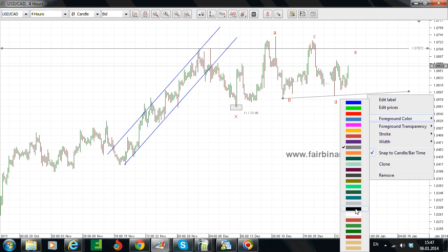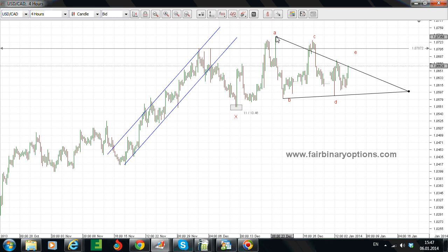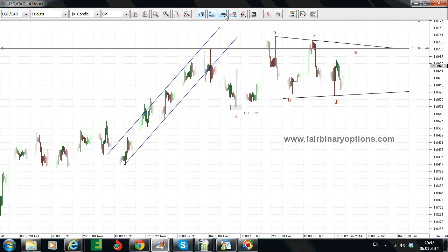Let's make it of a different color. Like this. And then I would like to buy put options by the time price is breaking this B to D trend line. So this would be the level I would like to buy put options. Remember, on Friday we're going to have the unemployment rate and the non-farm payrolls in the United States, together with the jobs data out of Canada, and that would make the pair travel the most.